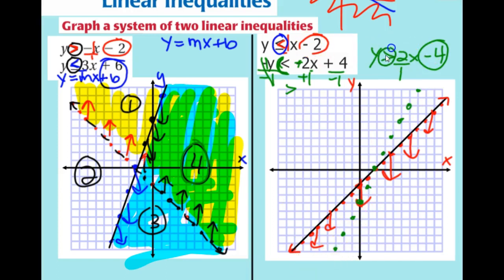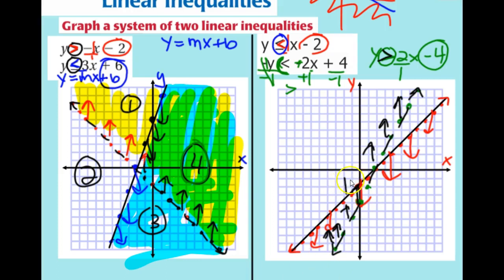This one does not have the equal to, so this is a dashed line. So put some dashes through here. And then because we flipped our symbol, we now have a greater than, which would be above the line. Oops, above this way.